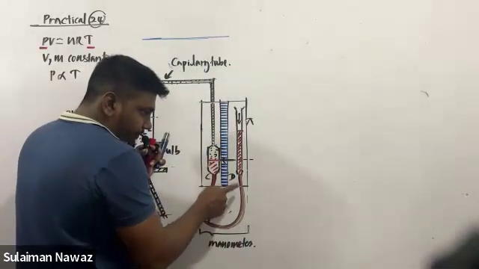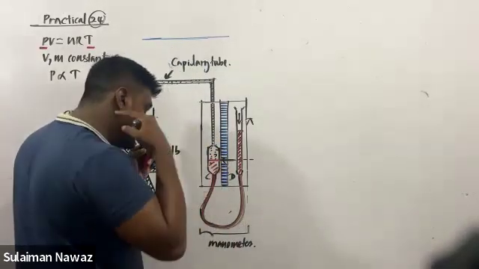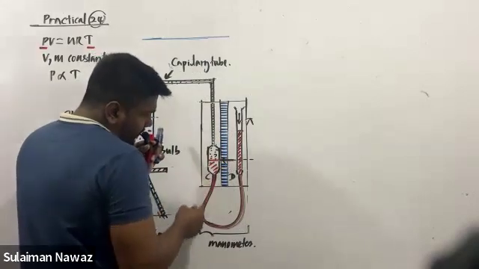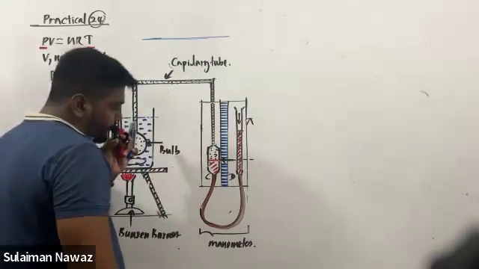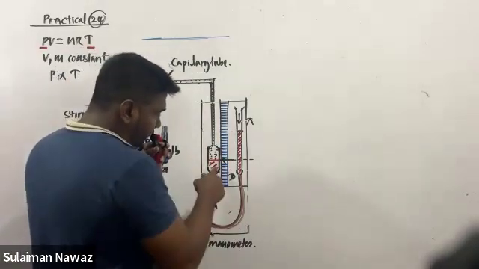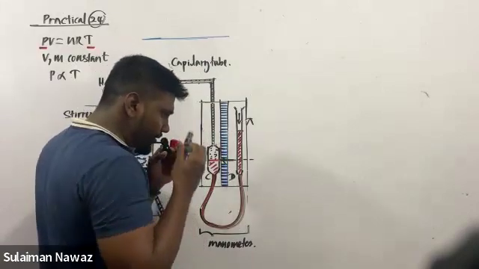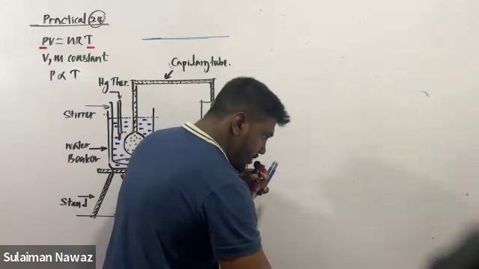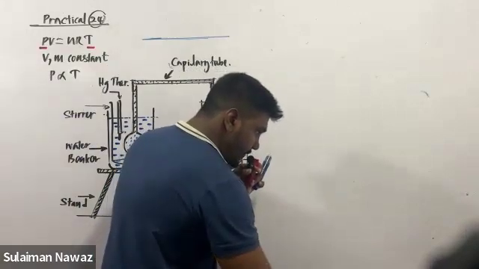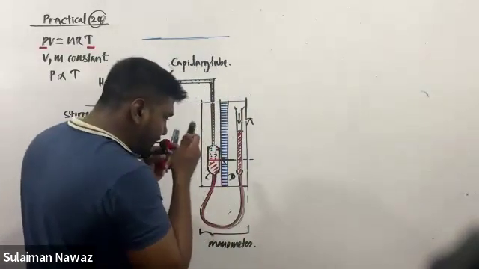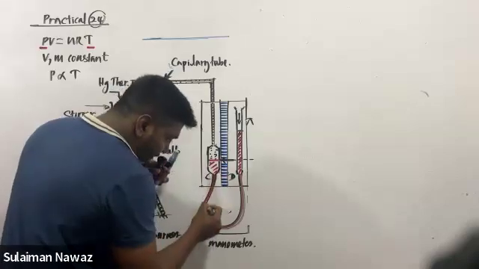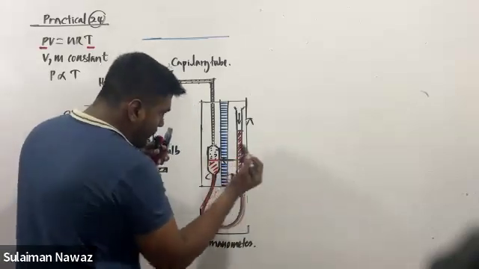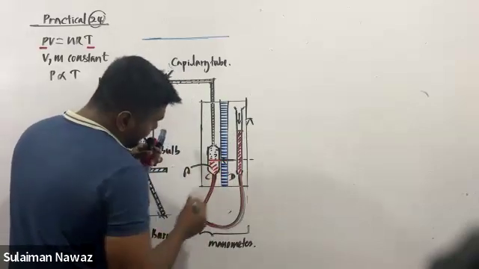This liquid is mercury. It can be mercury as well as water, some kind of liquid. I say the density of this liquid is rho. The density of the liquid inside this flexi hose with these glass tubes is rho.